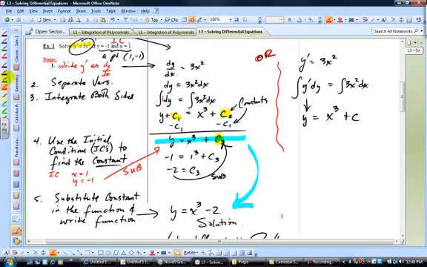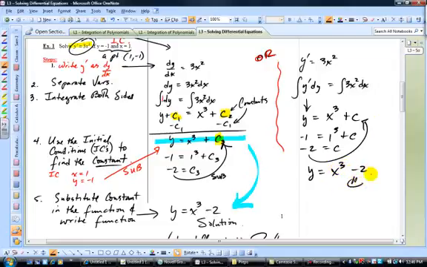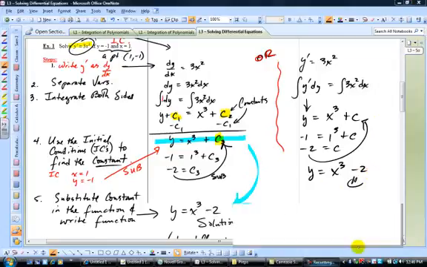And then, of course, you substitute your ICs in. Y is negative 1, x is 1. Isolate, and you get negative 2 equals c. And then you take this and substitute it back, and you get y is equal to x cubed minus 2. And you're done. So you could show your work that way as well. Just keep that in mind. There are a couple of different ways you can do it.